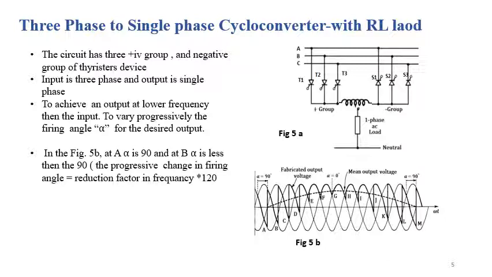To achieve the output voltage at low frequency from a three phase supply, we need to vary the α of each SCR progressively. So let's see how this circuit will work and how we get the single phase output voltage at low frequency from a three phase supply system. In figure 5b, this shows the phase A voltage. You can represent it like this: VAN. At 120 degrees of phase difference, this shows the phase B voltage, which is VBN, and this is the phase C voltage, which is VCN.